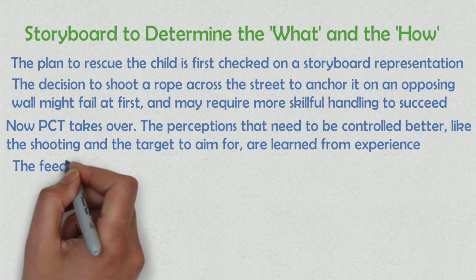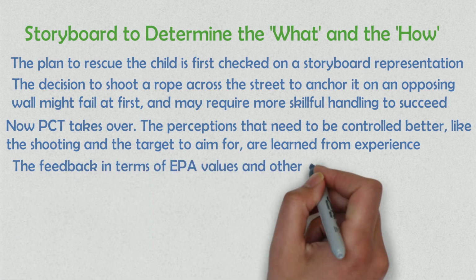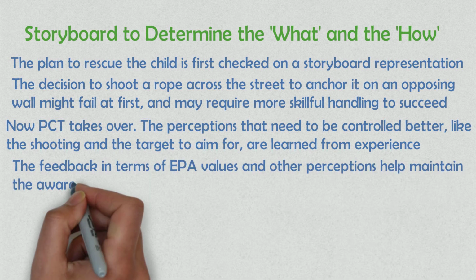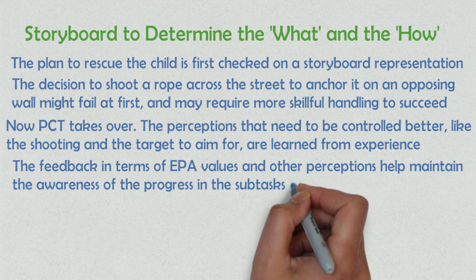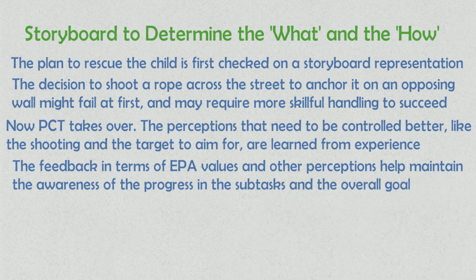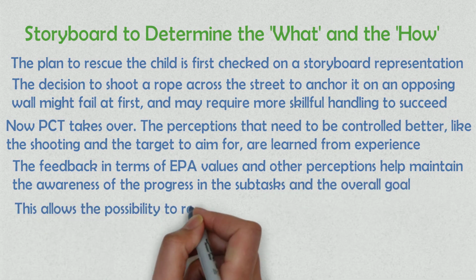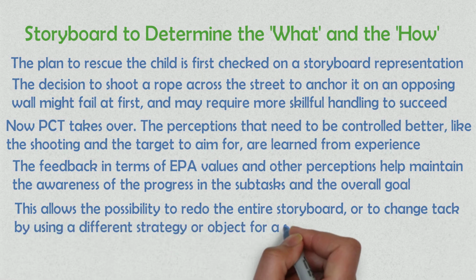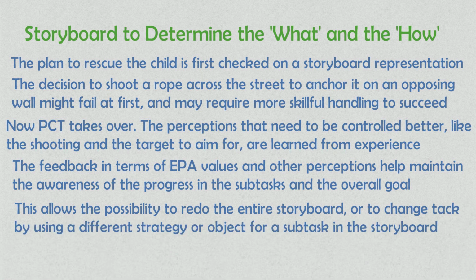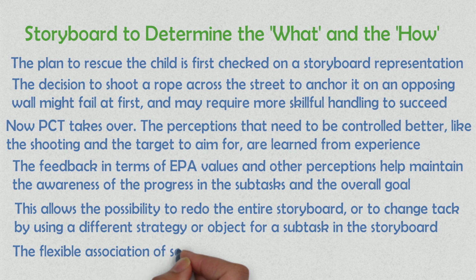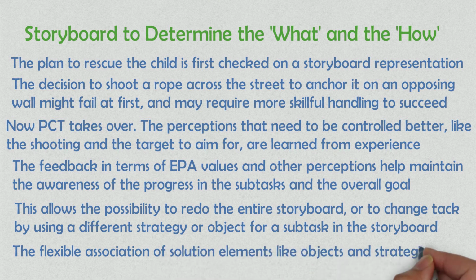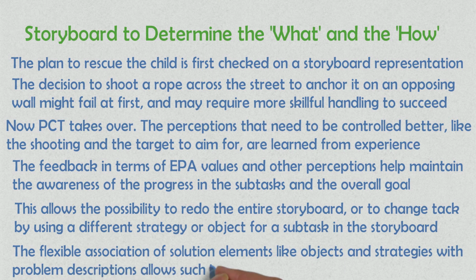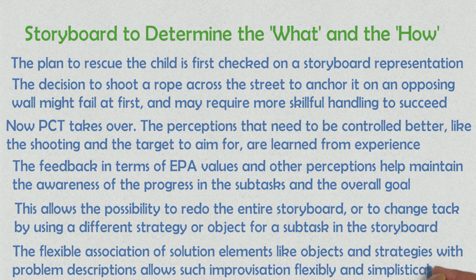The feedback in terms of EPA values and other perceptions help maintain the awareness of the progress in the subtasks and the overall goal. This allows the possibility to redo the entire storyboard, or to change tack by using a different strategy or object for a subtask in the storyboard. The flexible association of solution elements like objects and strategies with problem descriptions allows such improvisation flexibly and simplistically.